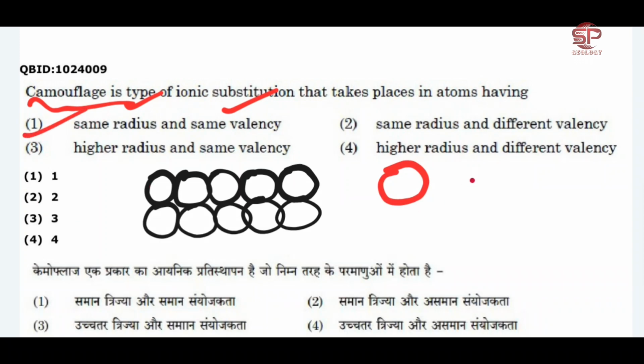Ionic radius difference can be considered up to 15%. If the difference between ionic radii is within 15%, then the substitution is free. And the charge difference should not exceed 1. Those are some rules.